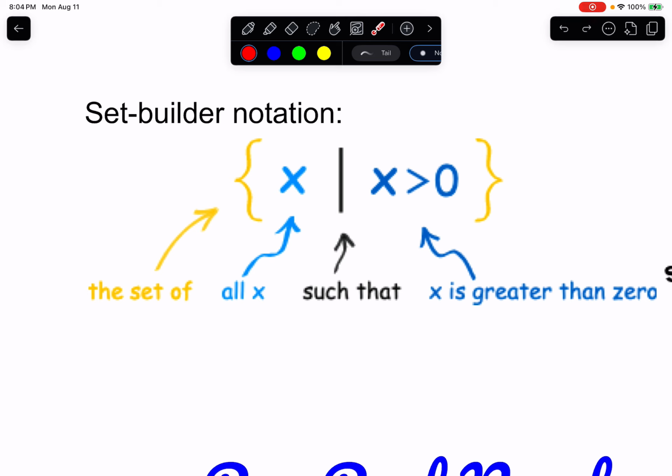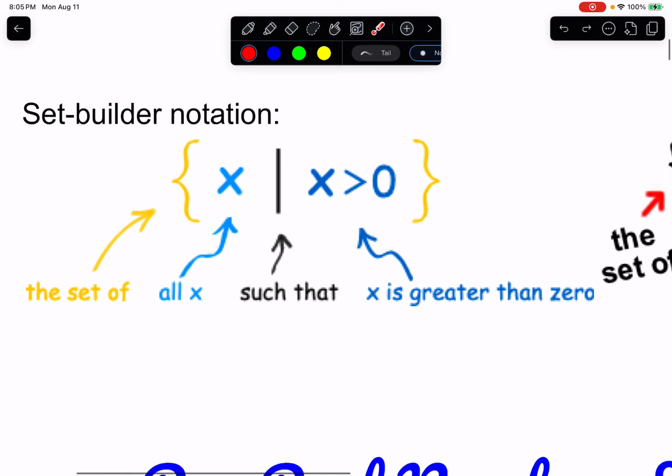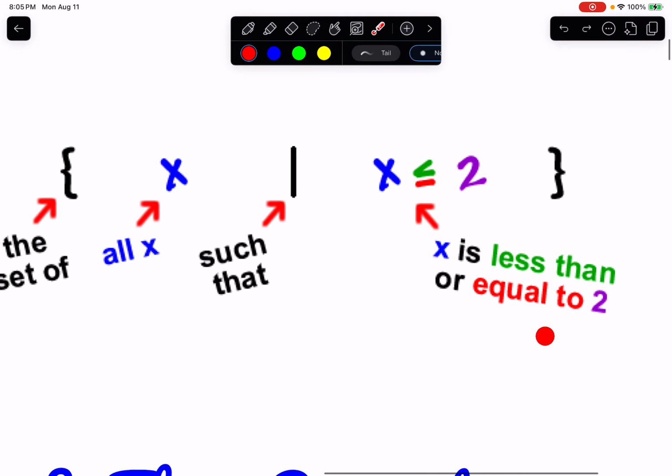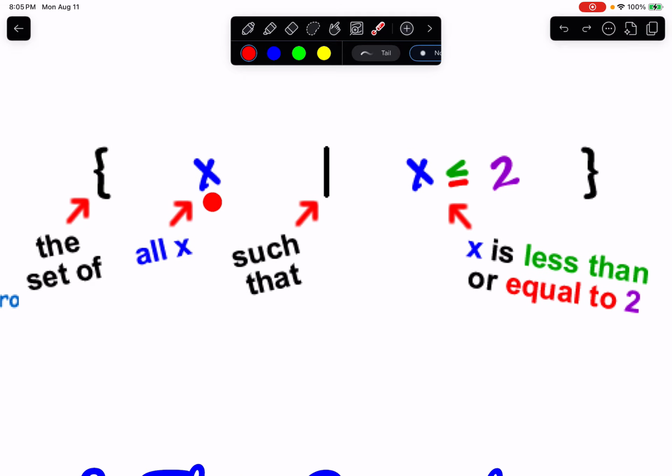The way we read this is, the curly bracket tells us it's the set of all x. Here's our variable, x, that's just our placeholder. The vertical line means "such that," and then we have some sort of condition. In this case, it says x is greater than 0. So this is every number that is greater than 0. Here's another example: the set of all x such that x is less than or equal to 2.